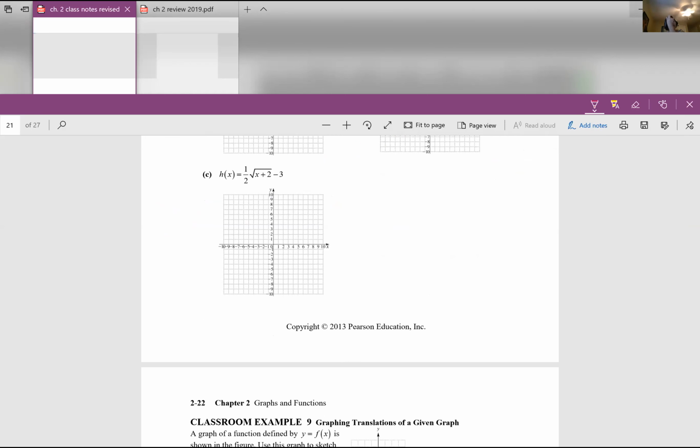What kind of function? What's it called, this function? What's that symbol in there? Square root function? It's a square root function. And a square root function is half of a sideways parabola. Okay? Now, somebody tell me one transformation you see in this.